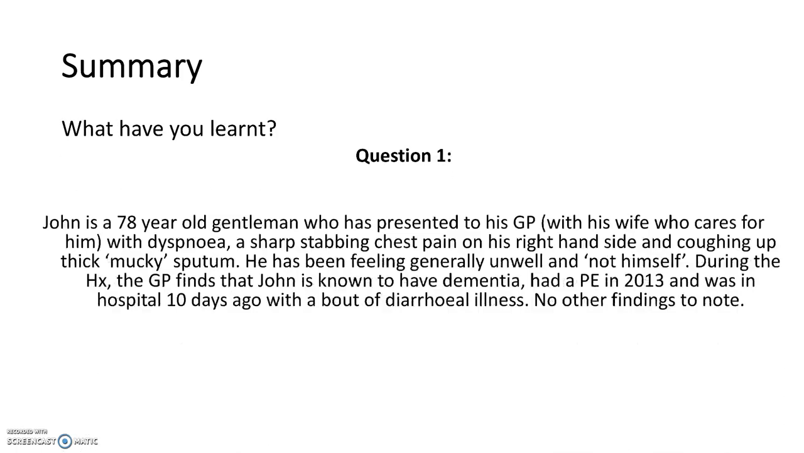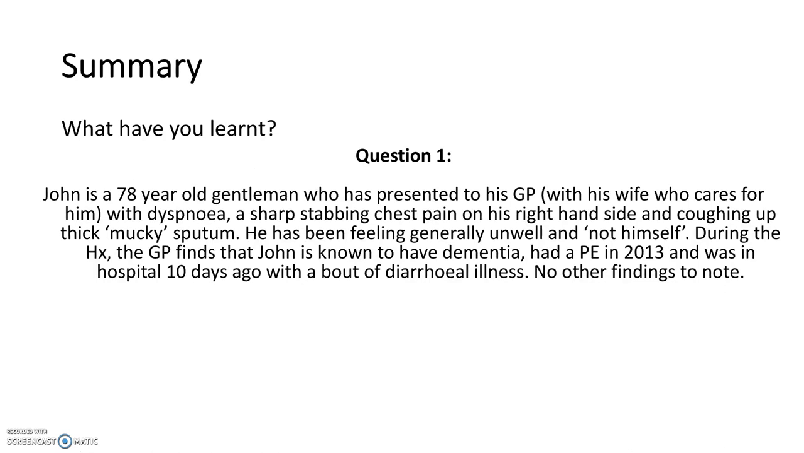So to summarise, I've got a short case that we're going to read through together, and following it we'll have a couple of questions. So the case. John is a 78-year-old gentleman who's presented to his GP with his wife who cares for him with dyspnea, a sharp stabbing pain, and also coughing up thick, mucky sputum. He's been feeling generally unwell and not himself. During the history, the GP finds that John's known to have dementia. He had a PE in 2013, and he was in hospital 10 days ago with a bout of diarrheal illness. There were no other significant findings.